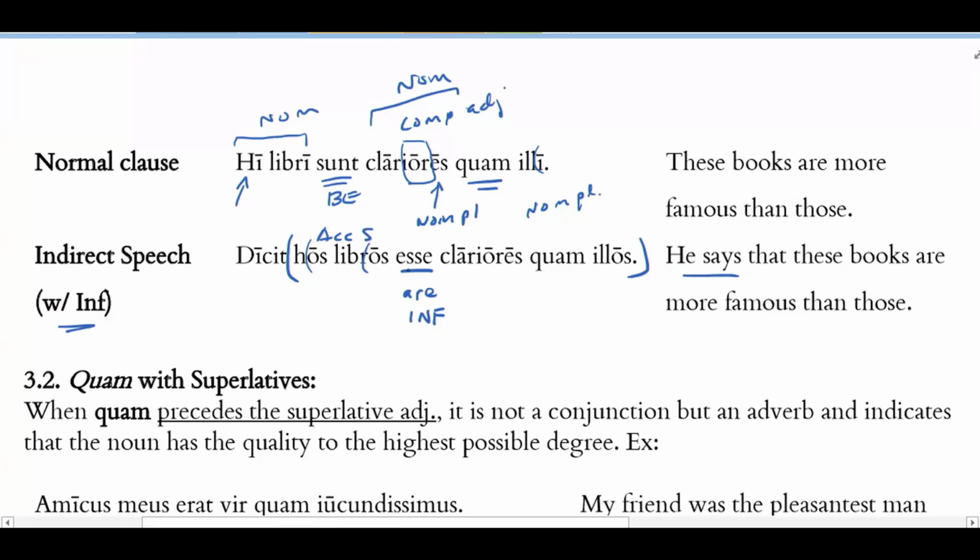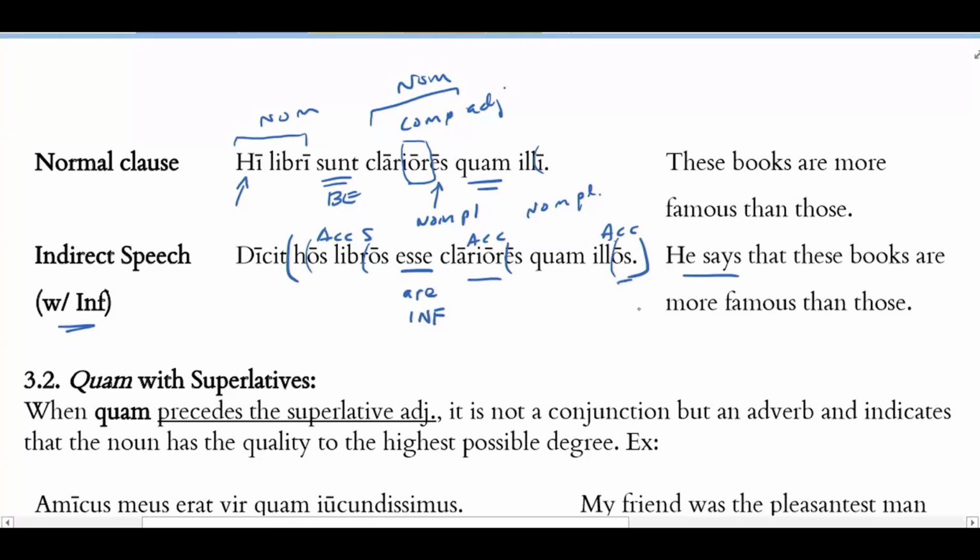Accusative. Now the predicate of the infinitive "be" or "are" is going to be clariores, but now what case is that? Accusative. That's accusative as well, right? The predicate's going to be accusative too. So those books are more famous. Quam, and notice how illos after the quam has to match the same case. Accusative as well, okay? So whatever comes before the quam, its case is going to be matched by what comes after. He says that these books are clariores, more famous than illos, those, implied those books.